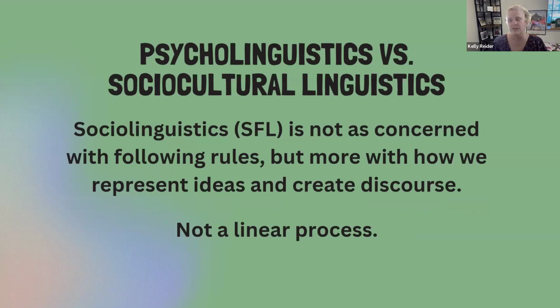So what Dr. Westerlin suggested was to go learn more about sociolinguistics, specifically systemic functional linguistics, that's the SFL. That field of study is not as concerned with following a particular scope and sequence, but more concerned with communication and how we represent ideas, how we communicate ideas, how we create interaction and discourse, and the idea that language isn't linear. It's not step one, step two, step three. If you've been teaching language a while, you know they pick up this over here, they get a little of that, they have little Swiss cheese holes all over the place. Right.